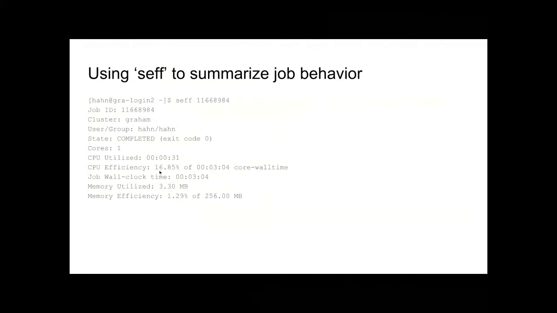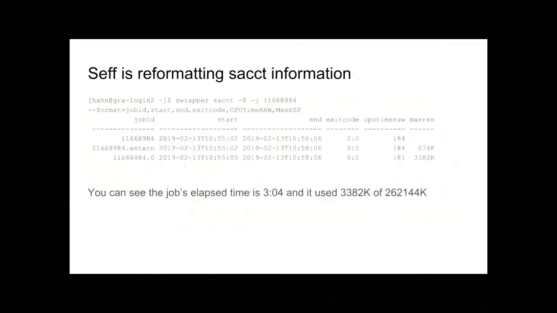So this is not what you want to see for a real job, because your CPU efficiency should be higher, at least 75%, and your memory efficiency should be at least 75%, maybe higher as well. So seff is really reformatting the sacct output. This is exactly the same information using sacct. It's slightly more complicated to interpret the utilization because you have to subtract the start and end dates, and then divide CPU time raw by that, which is in seconds, and so on. But you can get the same information this way. And our internal accounting uses sacct.